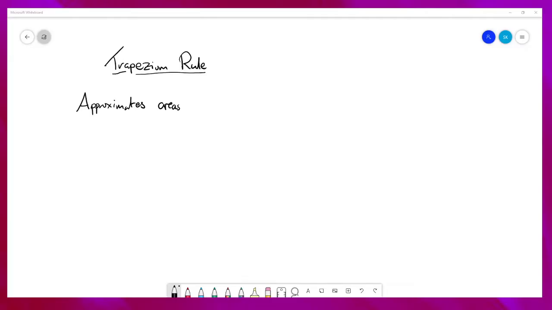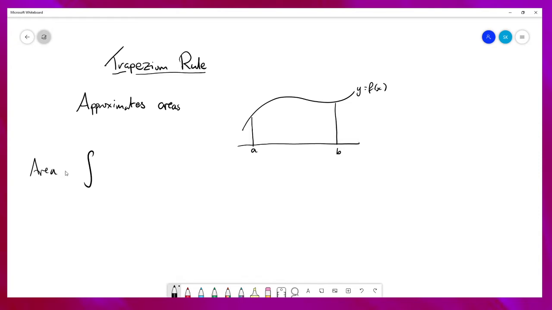The main purpose of the Trapezium Rule is that it approximates areas under curves. Now we know from what we've done in the past that if we have a curve and an area like this between A and B, we find that area by integrating. So here the area would be the integral of f of x between A and B. Sometimes though, we can't necessarily integrate. In that case, what we do is we look to use the Trapezium Rule to find an approximation.